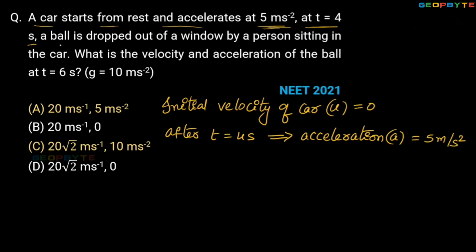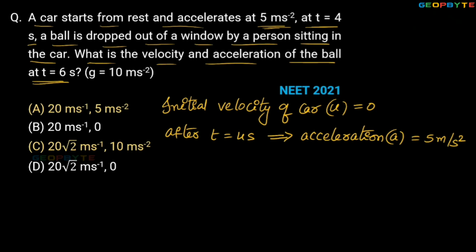Okay. A ball is dropped out of a window by a person sitting in the car. After 4 seconds, the ball is dropped by a person who is sitting in the car. What is the velocity and acceleration of the ball at t equal to 6 seconds? That means what is the velocity and acceleration of the falling ball after 6 seconds? Okay, that is the question.